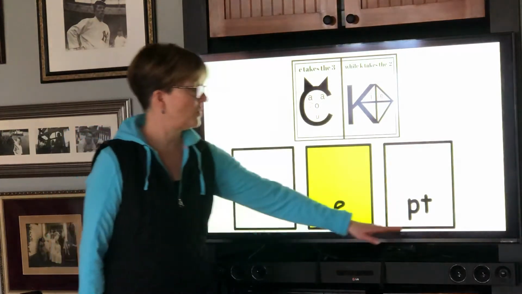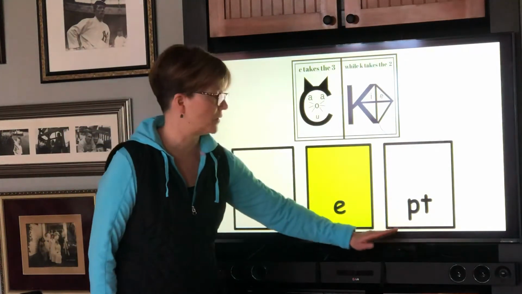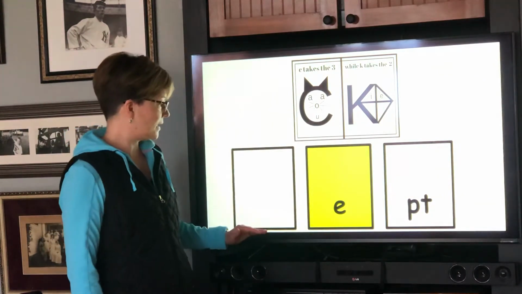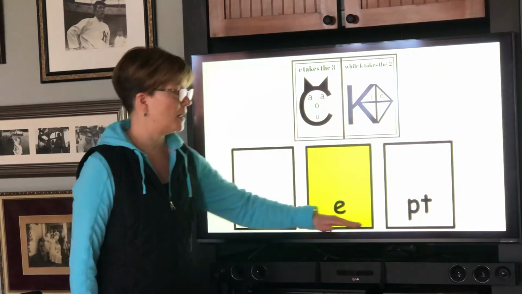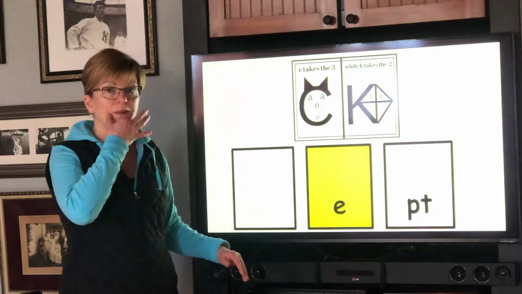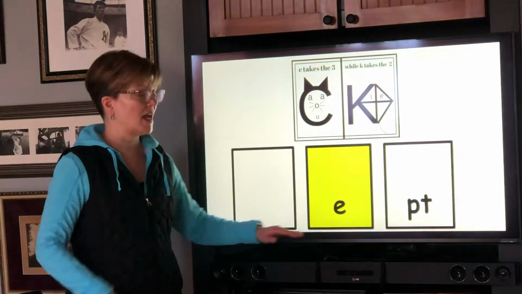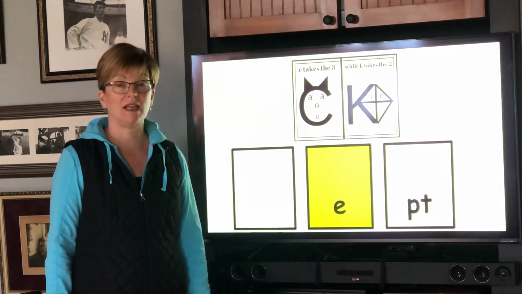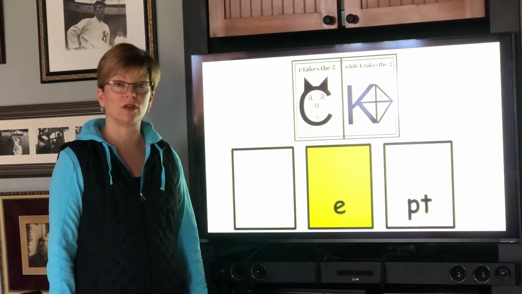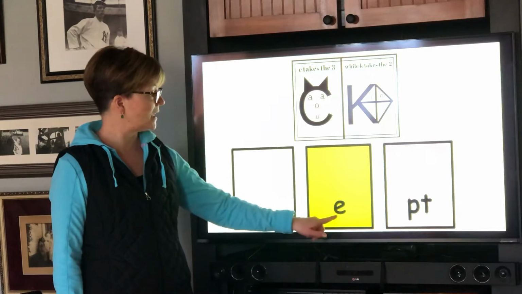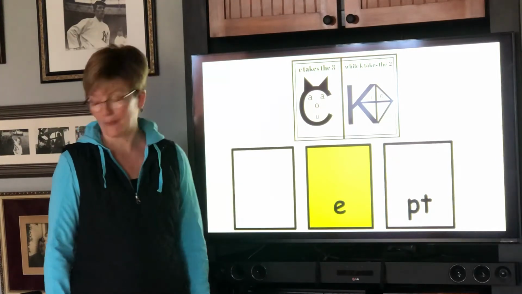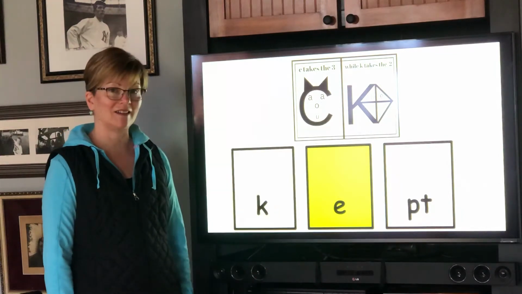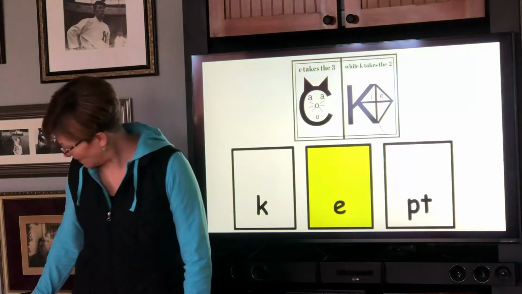All right, we have a tricky ending blend that goes pt at the end of this word, but let's sound it out. Pt. Make sure you smile when you say that E sound. Pt. Kept. She kept her coat in her cubby. All right, let's see. Where did you see the E? Did you say the kite? Did you put a K there? Good job. All right, let's go on.